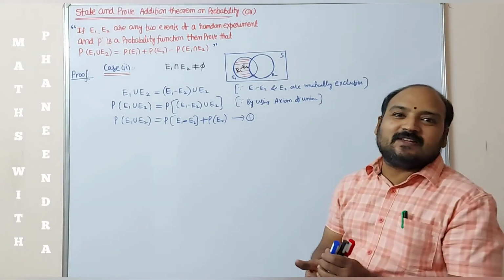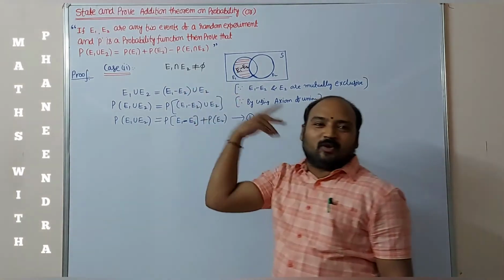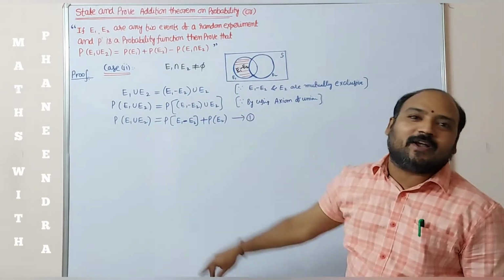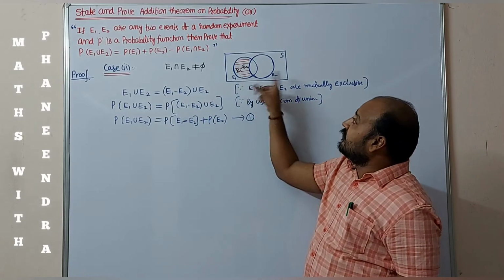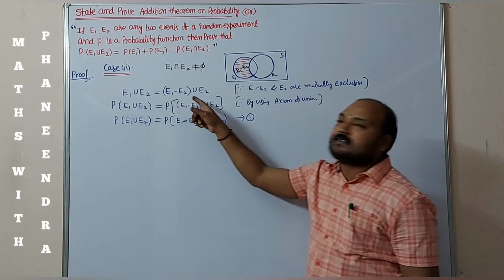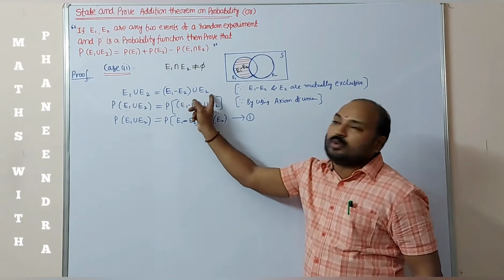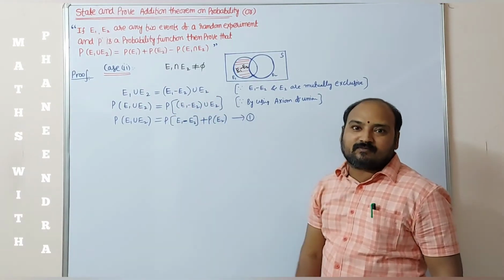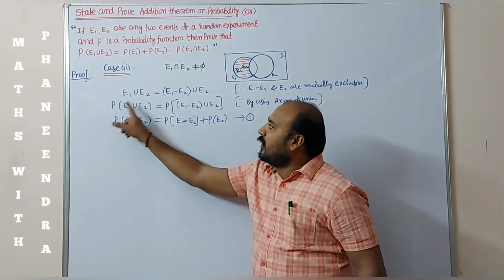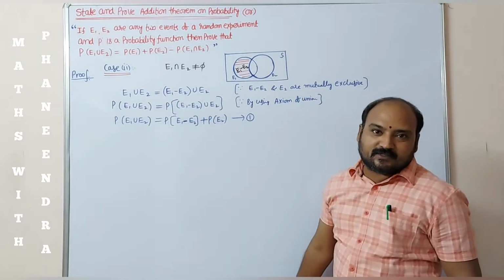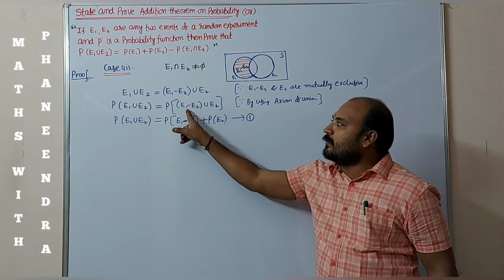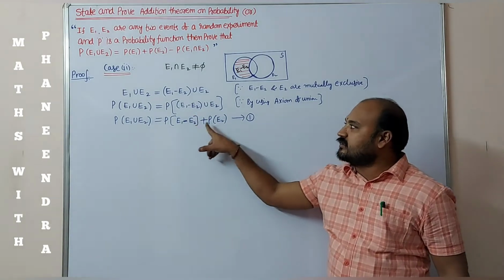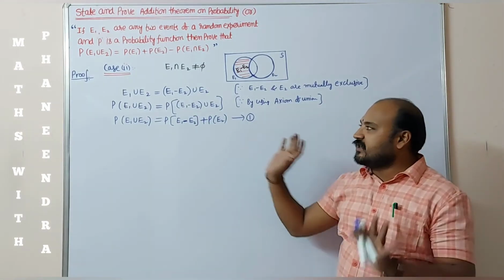The first case is very easy, considering E1 intersection E2 equal to pi, and within 2 steps we got it. But in the second case, E1 union E2 can be written as the union of these two events or sets. After that, applying probability on both sides, by using the axiom of union, this can be expressed as P of E1 minus E2 plus P of E2. Keep it as equation number 1.